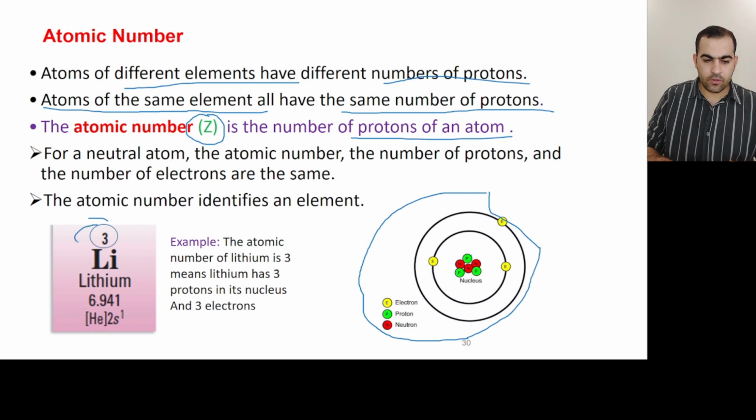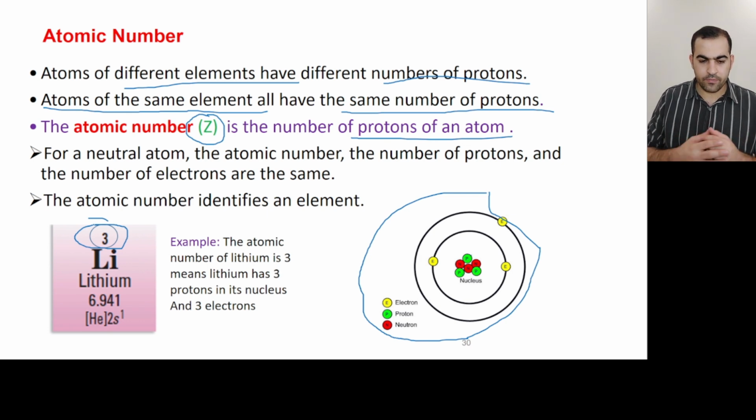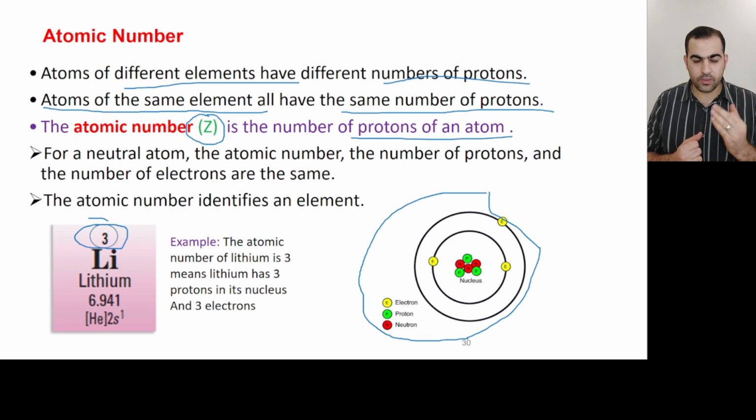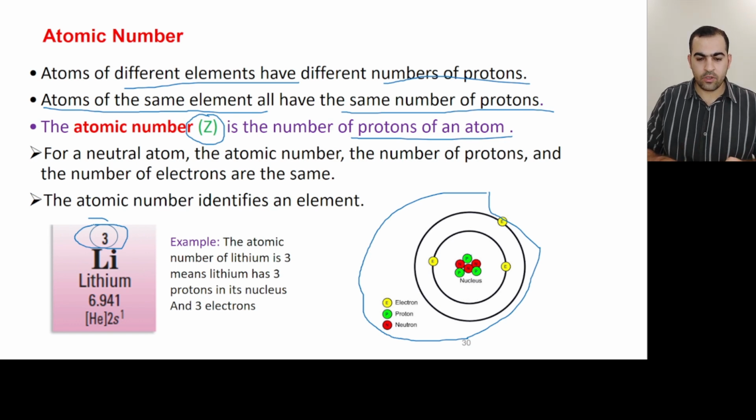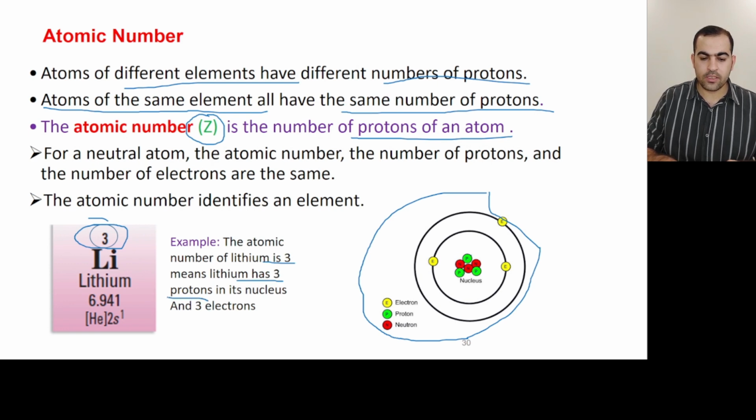This number, if you look at the periodic table, you see a number above the symbol of the element, which is 3 here. Lithium's atomic number is 3, which means each atom of lithium has 3 protons. Atomic number of lithium is 3, means lithium has 3 protons in its nucleus and 3 electrons.